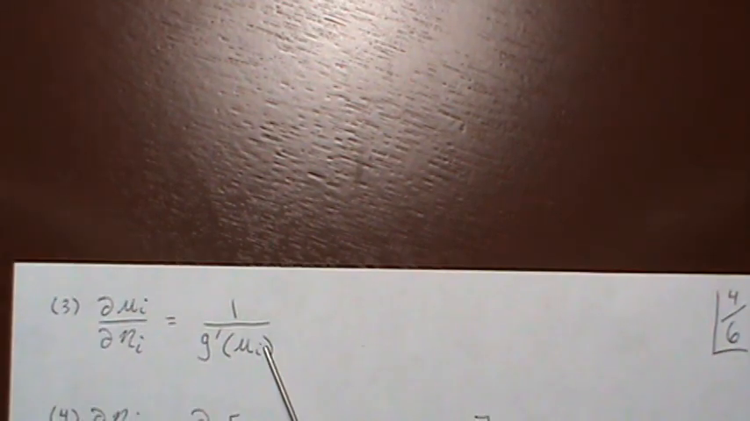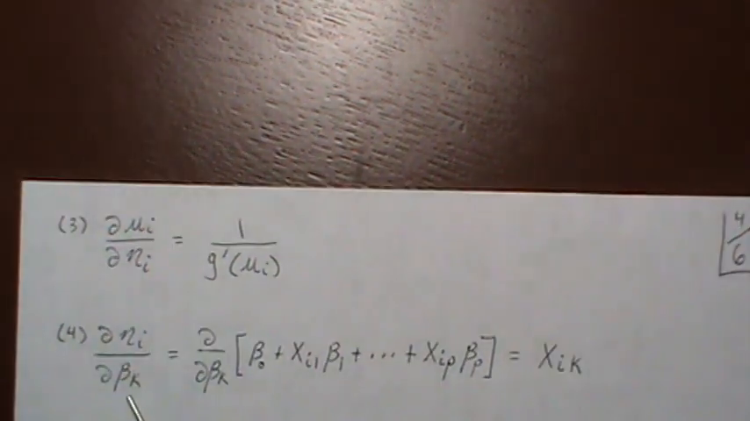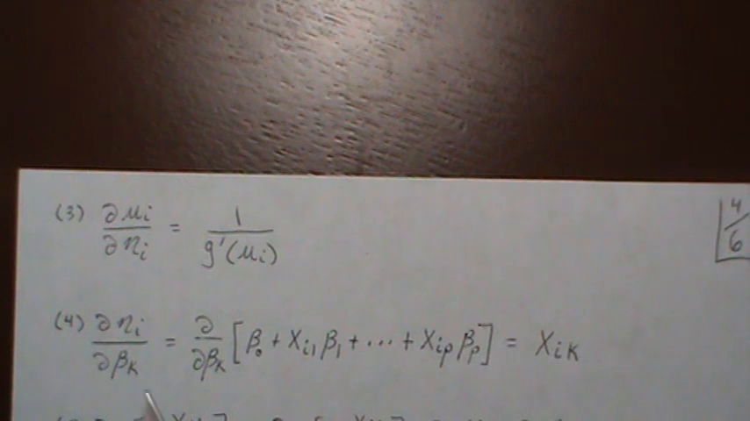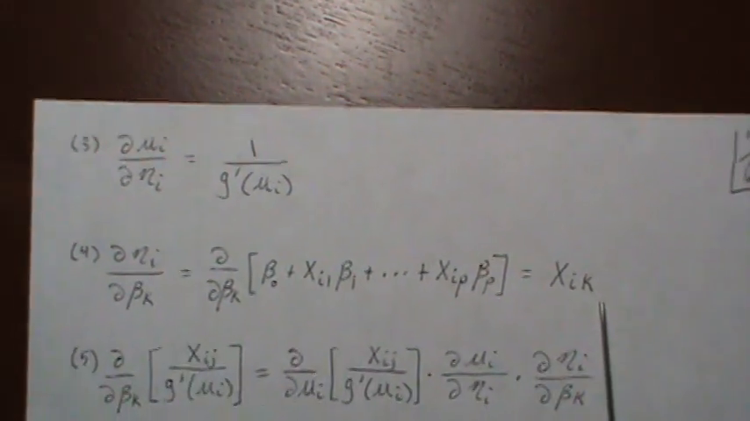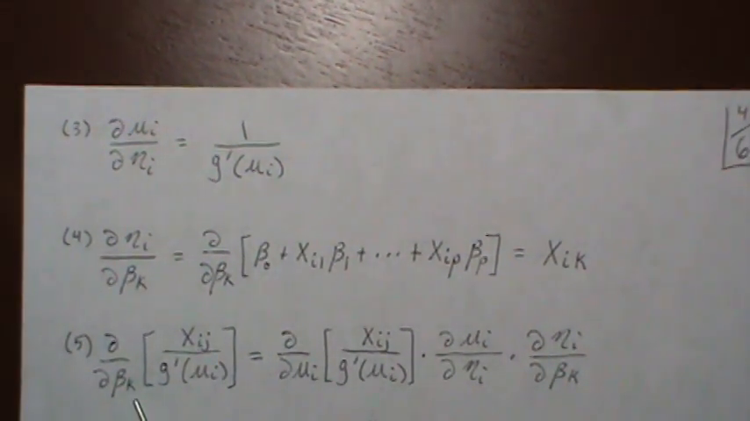So the partial of mu i with respect to eta i is 1 over the derivative of the link function evaluated at mu i. We did this on page 2, I think. Here is the derivative of eta with respect to beta k. And so it's the kth piece here, so it's going to be the ikth element. The partial of this with respect to beta k.